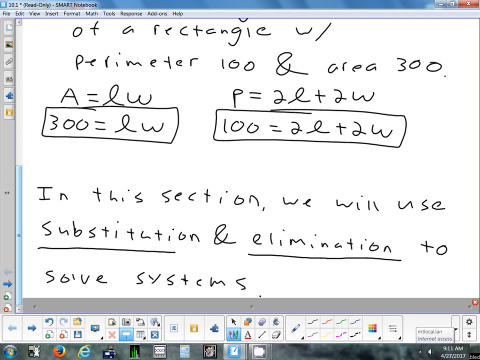This is a problem that is really set up to only solve a certain way. Out of the 2 methods I have right here, you can only use one of them to solve this problem.